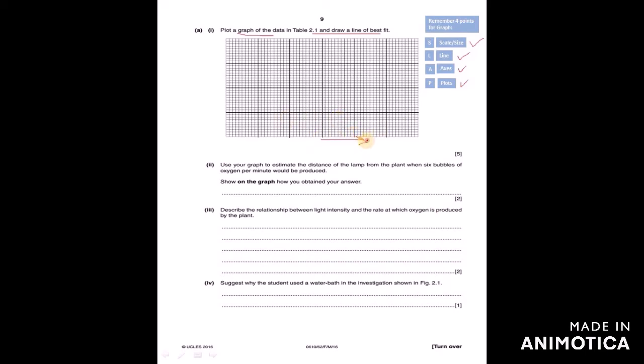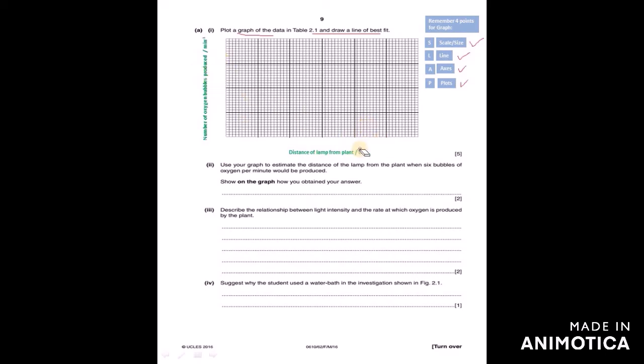This is the x-axis, and so we will label it with the independent variable. And this is our y-axis, so we will label it with the dependent variable. Now, if you look back to the data table carefully, the distance of lamp from plant is the variable which is changed by the student for setting up different light intensities, and therefore it is our independent variable. While the number of oxygen bubbles produced by plant depends on the light intensity, and therefore it is our dependent variable. Never forget to write the units along with the labels on the axis.